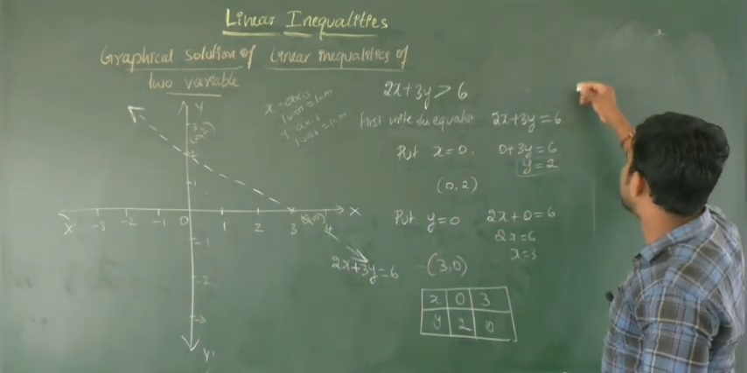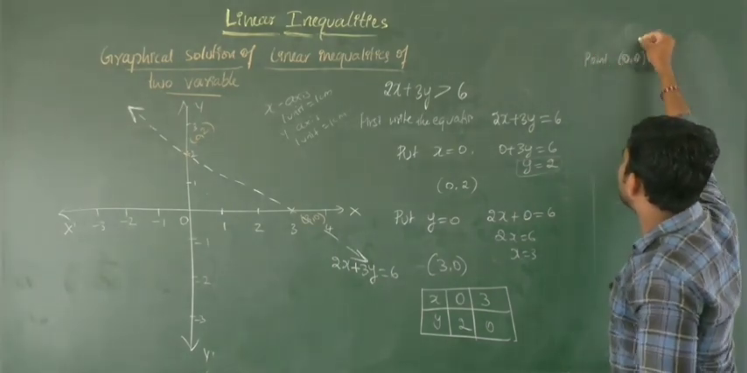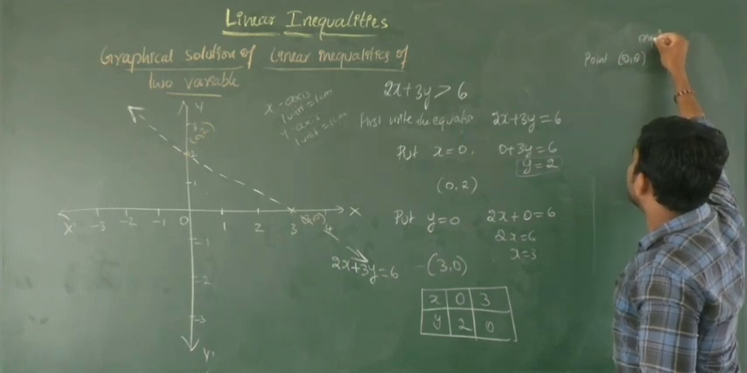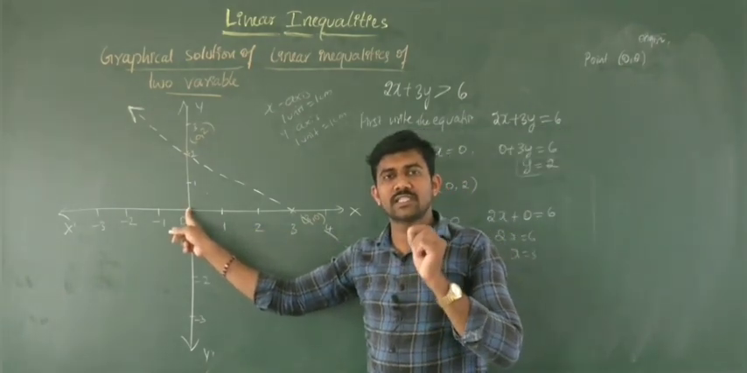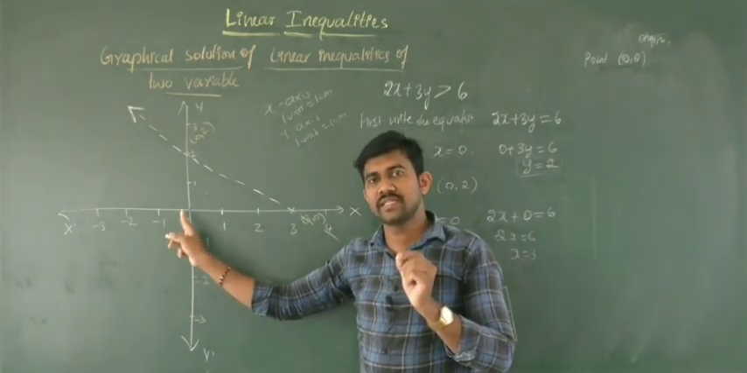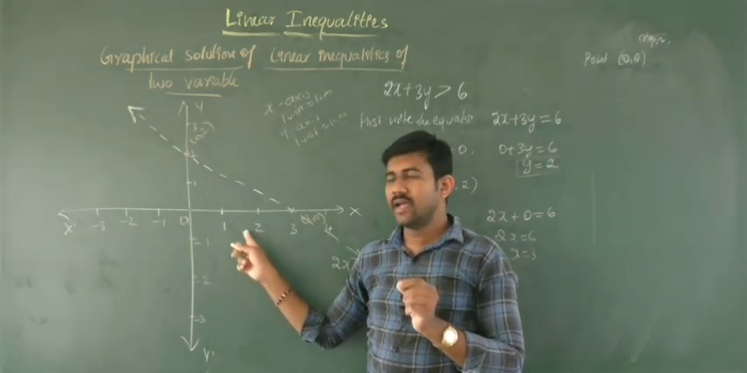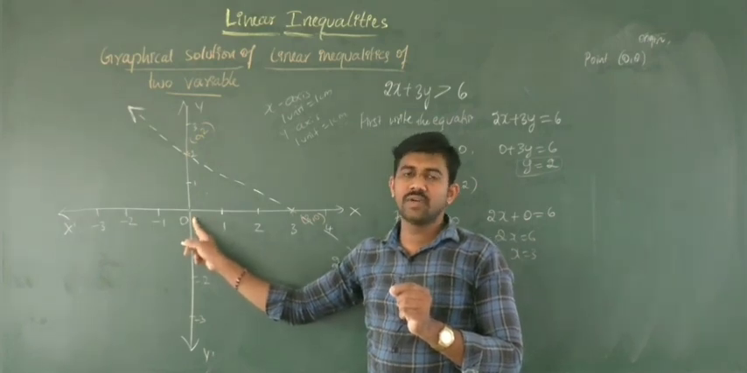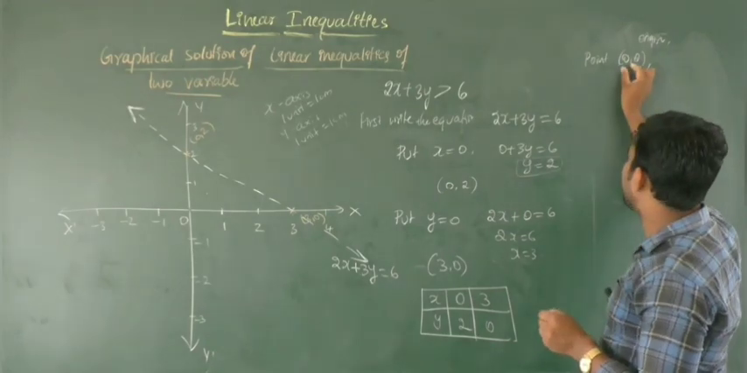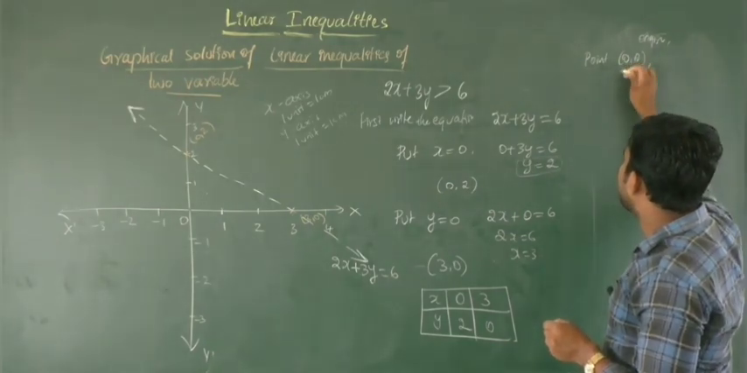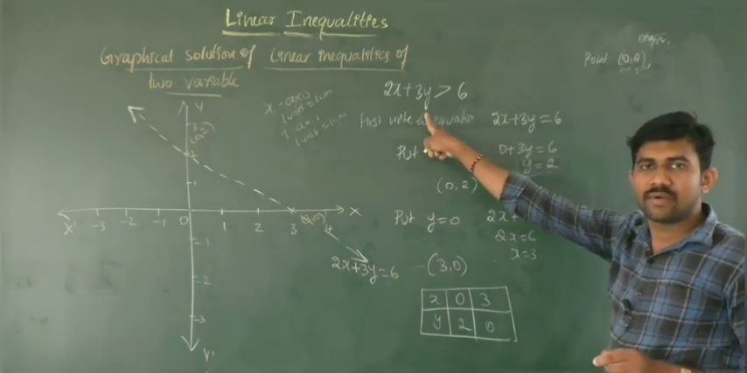See how to find that. Consider the point 0, 0, the origin, which does not lie on the line. We have to consider a point which does not lie on the line. For our convenience, I'll consider the origin here. Any other point which is not on the line can also be considered. So consider a convenient point, the origin, and substitute the values. Here x is 0, y is 0. Substitute the coordinates of this point in the given inequality.